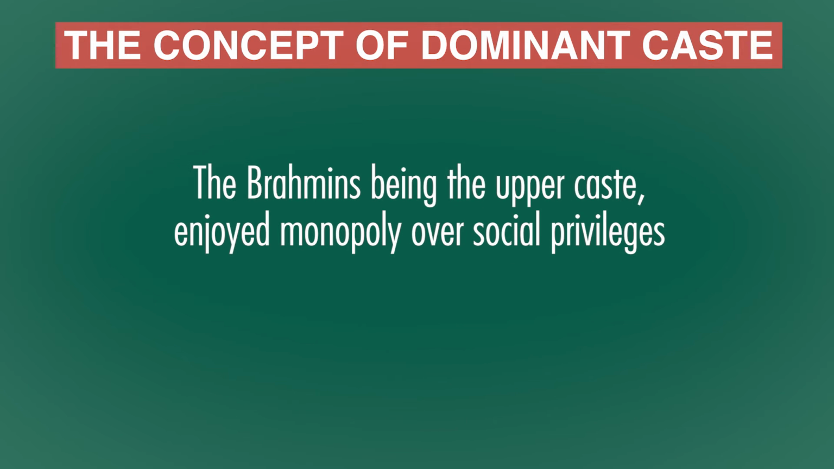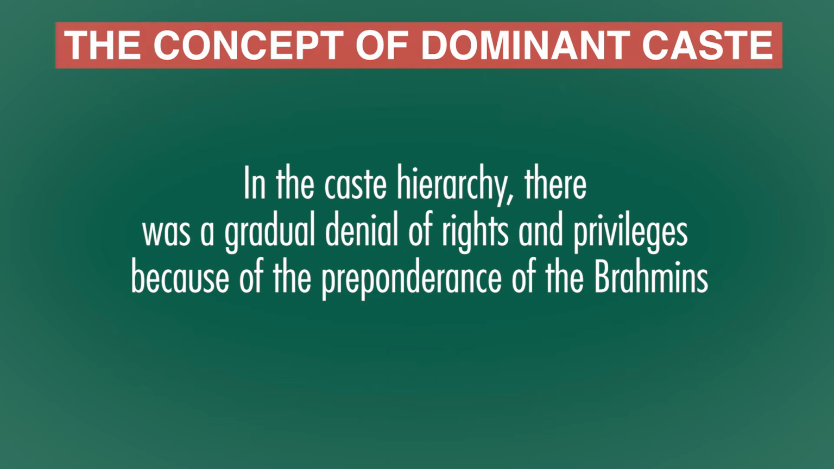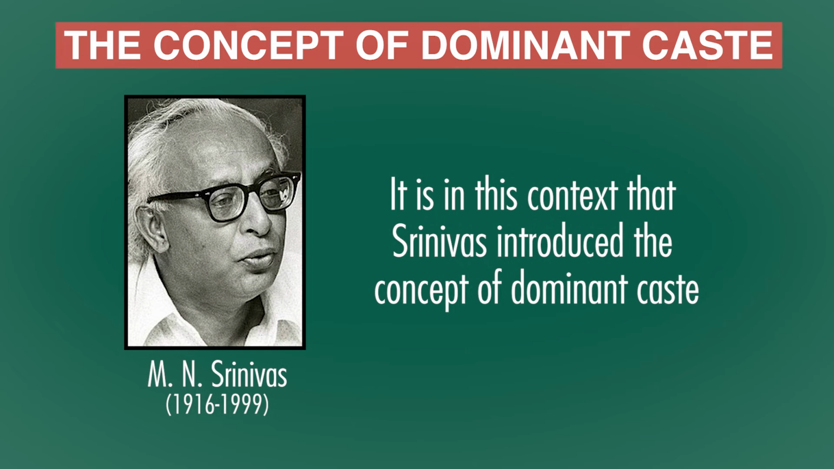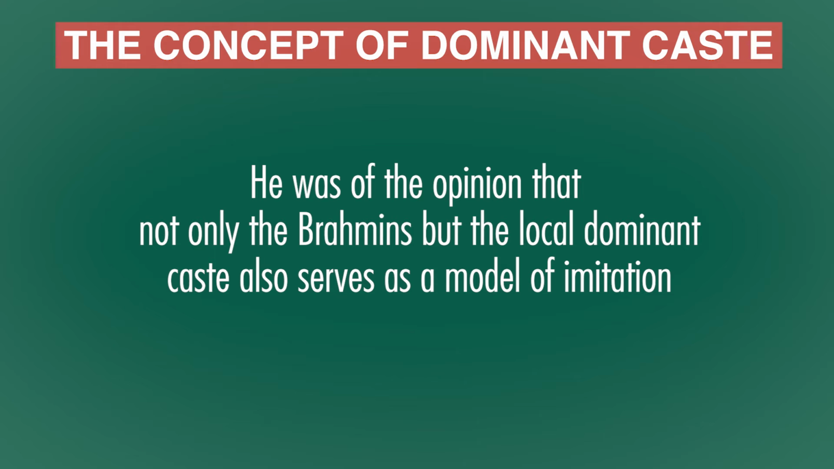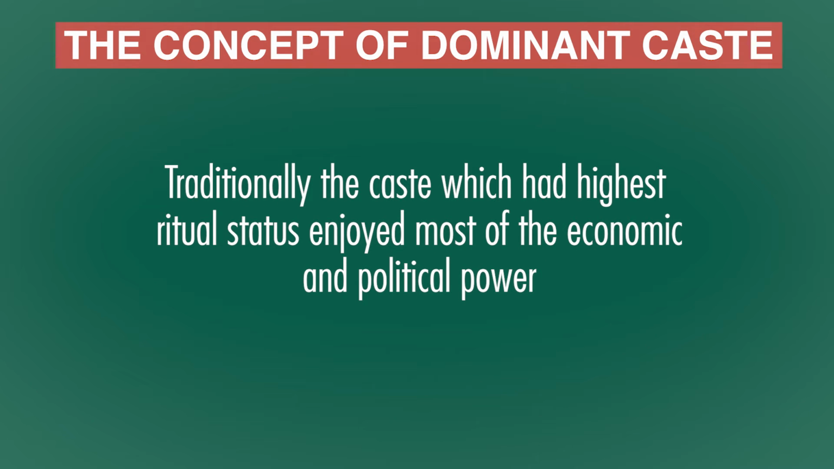The Brahmins, being the upper caste, enjoy monopoly over social privileges. In the caste hierarchy, there was a gradual denial of rights and privileges because of the preponderance of the Brahmins. The only way to achieve a higher status was to raise one's position by adoption of the customs and ways of life of a higher caste through the process of Sanskritization. It is in this context that Srinivas introduced the concept of dominant caste. He was of the opinion that not only the Brahmins but the local dominant caste also serves as a model of imitation. Traditionally, the caste which had the highest ritual status enjoyed most of the economic and political power.